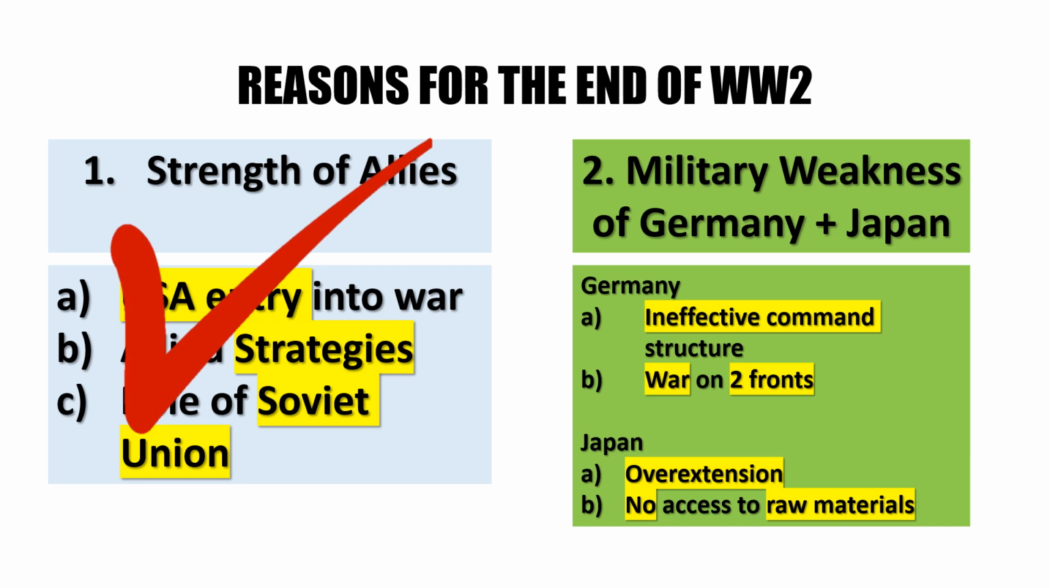Okay, so now we are done with the strength of the Allies. Again, going through reasons for the end of World War II, there are two major reasons: strength of allies as well as military weakness. So now we are going into military weakness. Okay, so remember, the opposite of strength of allies will always be military weakness of both German as well as Japan.